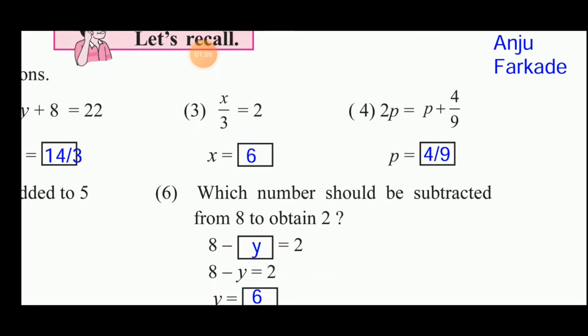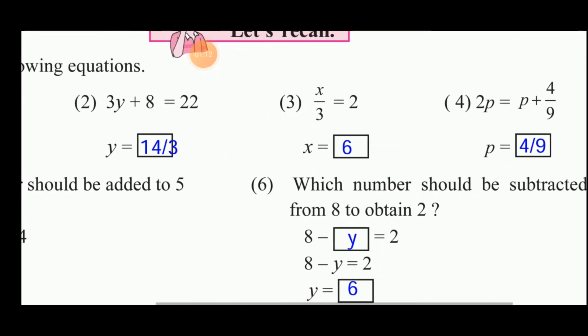Now, fourth one, 2p is equal to p plus 4 upon 9. So, bring this p on the right hand side to the left, it becomes 2p minus p equal to 4 upon 9. So, that is p is equal to 4 upon 9.